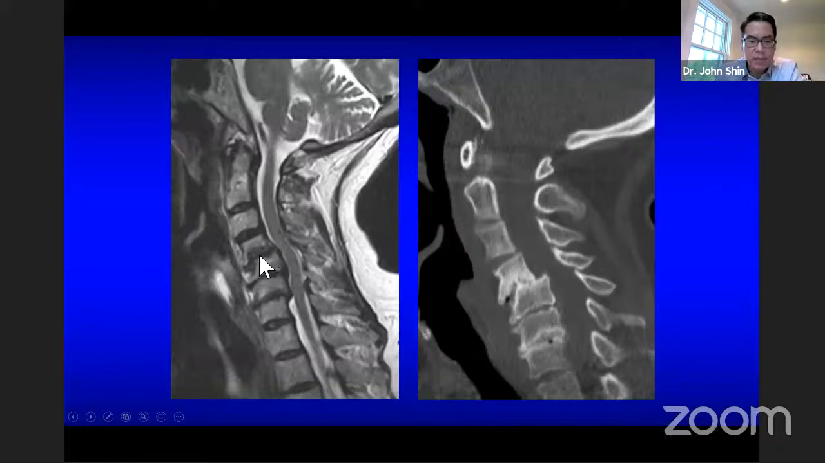You can see the end plate reactive changes here. Based on the MRI, you can see there's overhanging osteophyte, the disc really is not much there, but you could see the distortion of the spinal cord here, signal change evident. CT of the cervical spine demonstrates this osseous ridging here, bony overgrowth and the changes that are there.